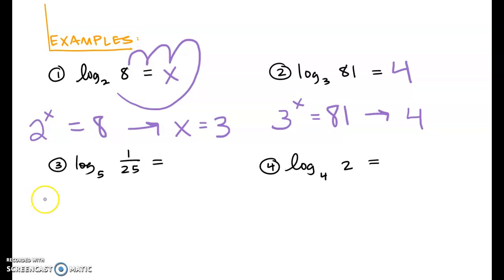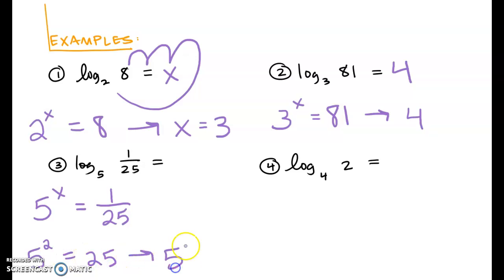So we have 5 to the x, which is what we're solving for, is equal to 1/25. Now, I know that 5 squared is equal to 25, but I see that my argument is a fraction. We know based on the exponent properties that we've been studying that if we have 5 squared equal to 25, 5 to the negative 2 is going to be the reciprocal, 1 over 25. And so when I think about solving or evaluating this log, my exponent is going to be negative.